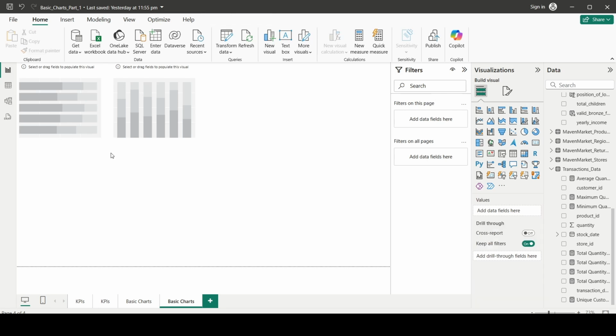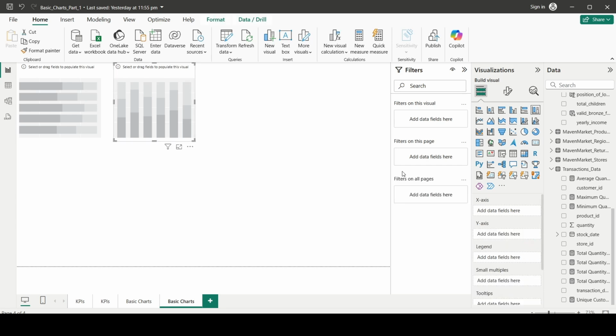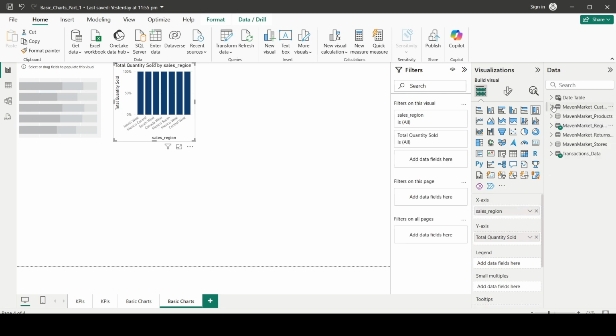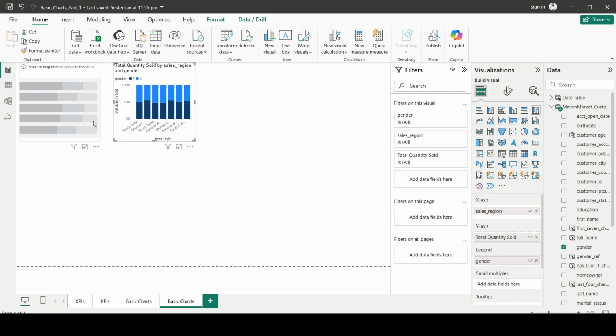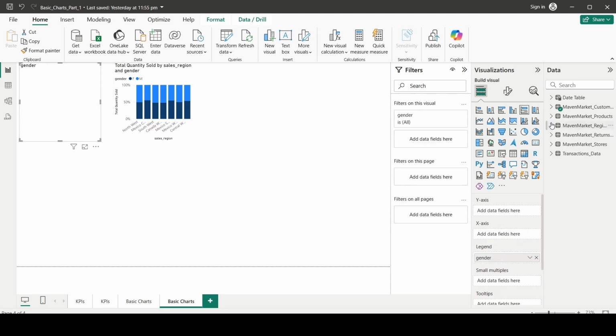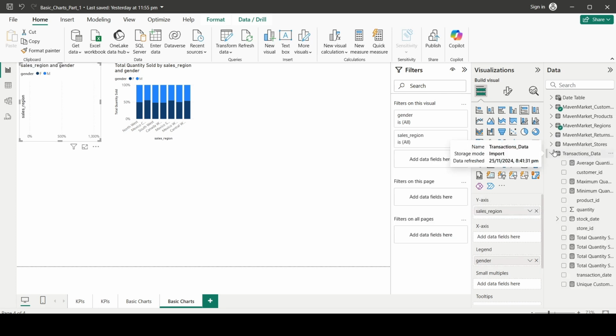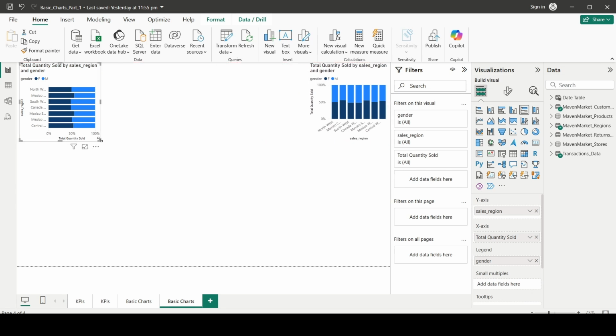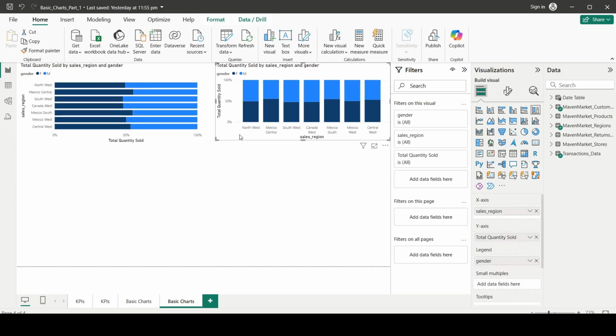Let's say for our example, we want to analyze total quantity sold by sales region broken down by gender. Here is how we do it. Click on the 100% stacked column chart, take total quantity sold in the y-axis and sales region in the x-axis and gender in legend. Now go to the 100% stacked bar chart, take gender in legend, sales region in the y-axis, total quantity sold in the x-axis. Let's organize them properly. So, the 100% stacked column chart gives us information about sales region versus total quantity sold in percentages stacked by gender. And the same with the 100% stacked bar chart too.